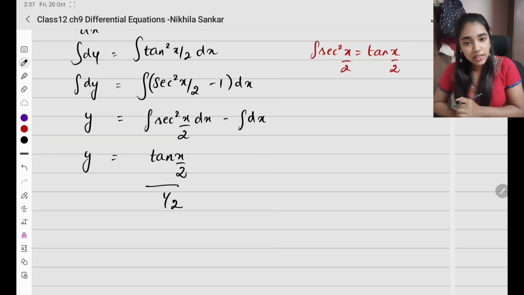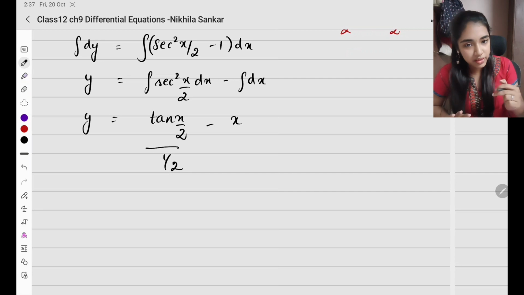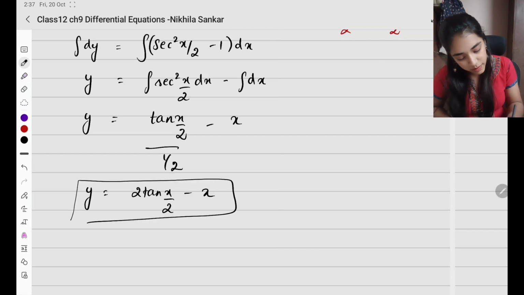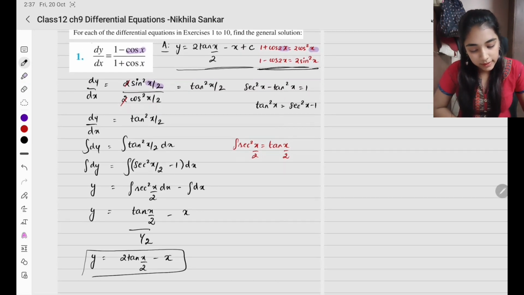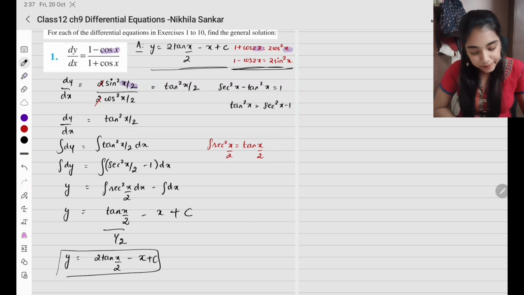Okay? So I have y equals tan x divided by 2 divided by 1 divided by 2. I have to differentiate the coefficient of x also. So 1 divided by 2 minus integral of dx is going to give me x divided by 1 divided by 2. Now when it goes to the numerator, it becomes 2. So I have y equals 2 tan x divided by 2 minus x. This is my general solution. Okay, please copy. Don't forget the integration constant plus c.